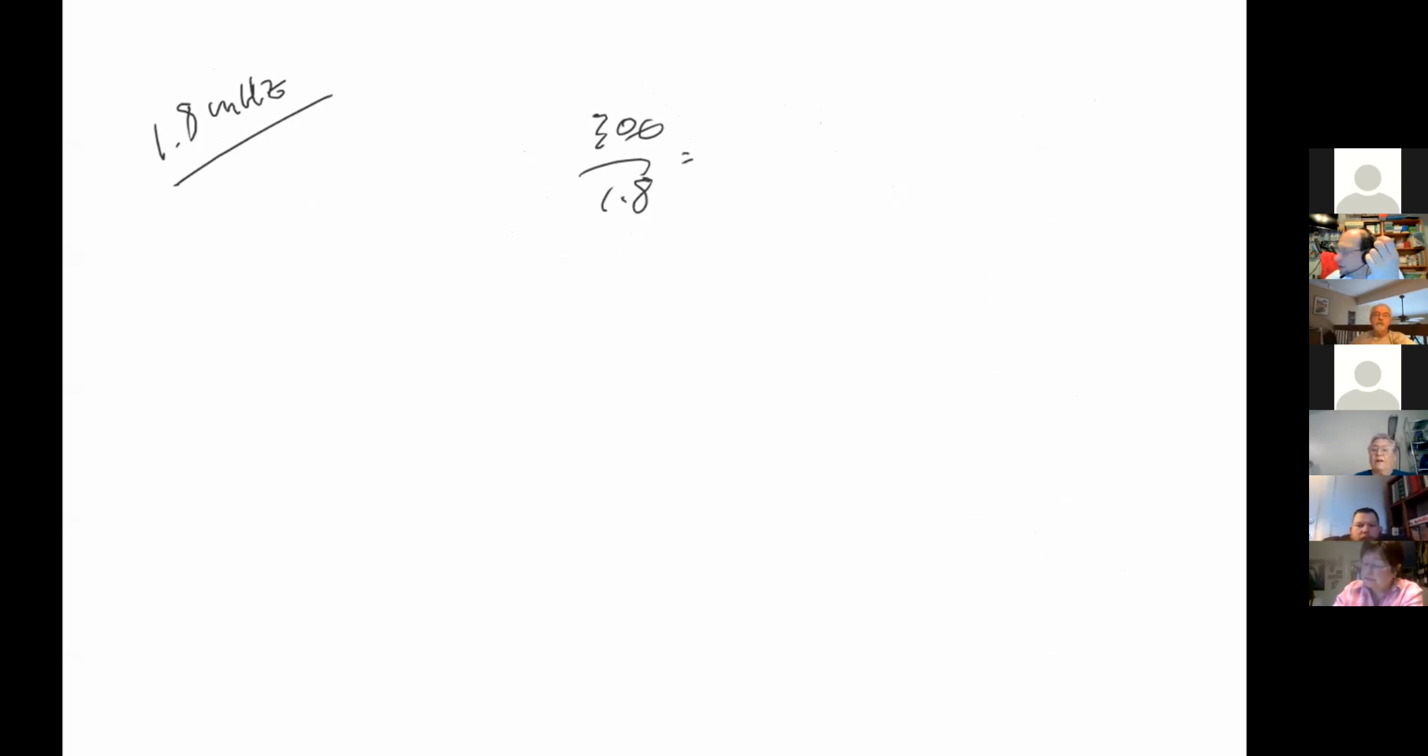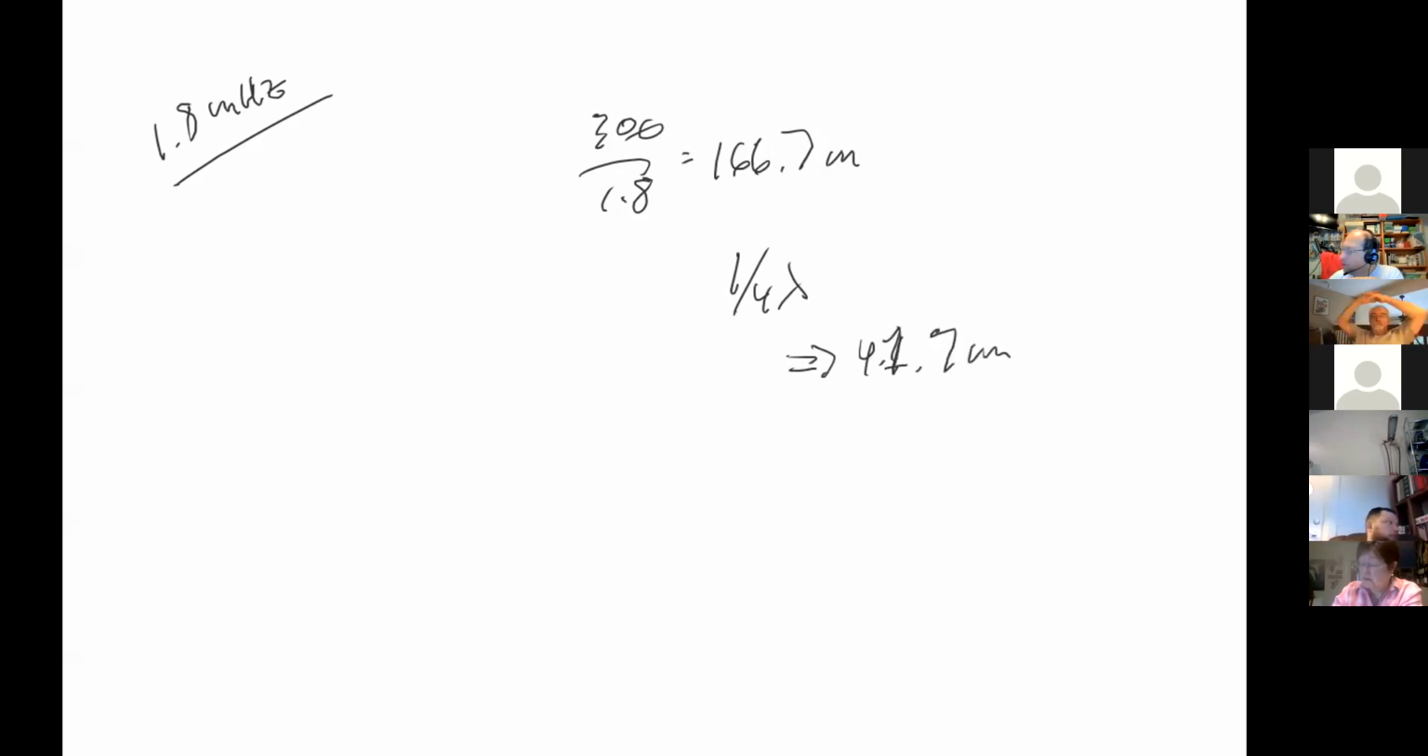I get 166.7 meters, divided by, well, we're going to use a quarter wave here because I'll show you why in a minute. So we're going to divide by 4. Okay. 41.7 meters times 0.95. 95% is 39.6 meters, times 3.3 is 130 feet long.